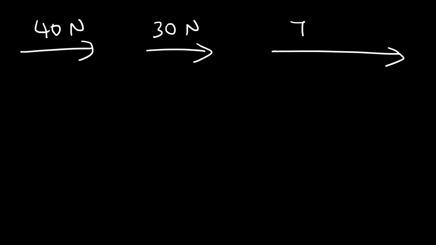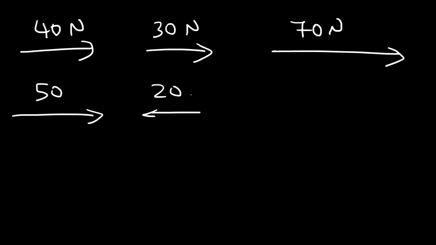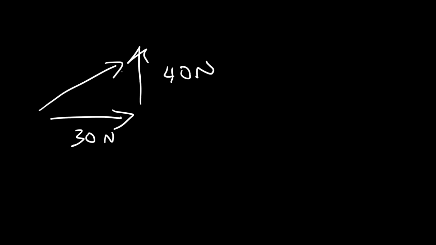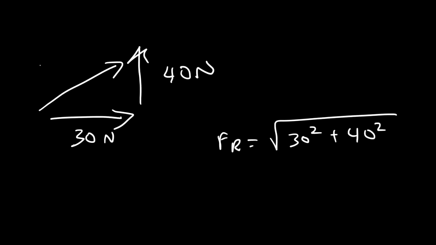So just to review what we've learned, whenever you have two vectors that are parallel, you could simply add them. If you have two vectors that are anti-parallel or opposite to each other, you can subtract them. So this will be 50 minus 20, which is 30. Now, if you have two vectors that are perpendicular to each other, you can use the Pythagorean theorem to find the resultant vector. So it's going to be the square root of 30 squared plus 40 squared, which ends up being 50. And you know how to find the angle at this point.